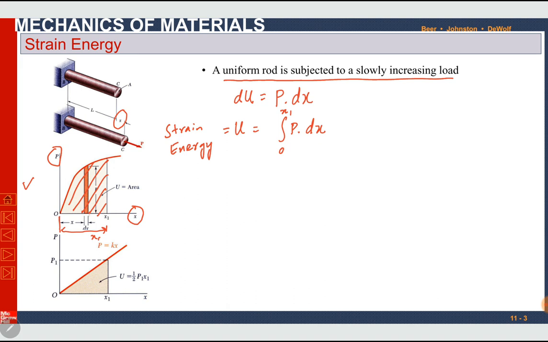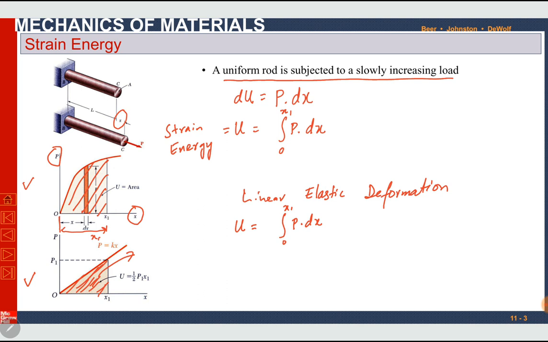The diagram shown here is for a ductile material. If we have a material which is linear elastic, like in this figure, the strain energy can be found very easily, because the area under the curve will be simply a triangle. So for the case of linear elastic deformation, the strain energy is simply the area under a triangle. So it is the integral of P dx from 0 to x1.